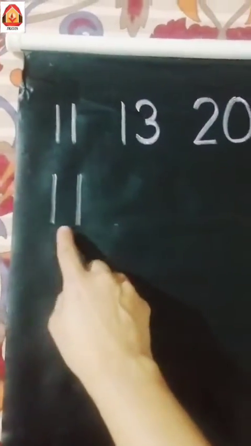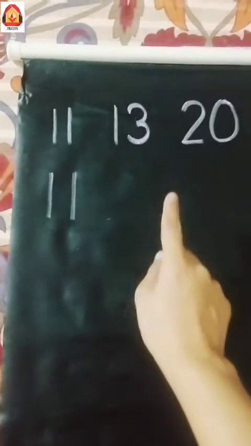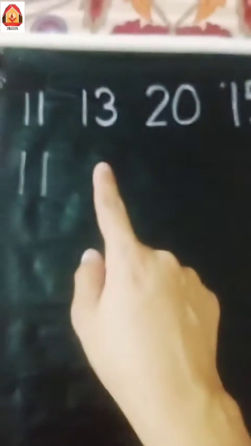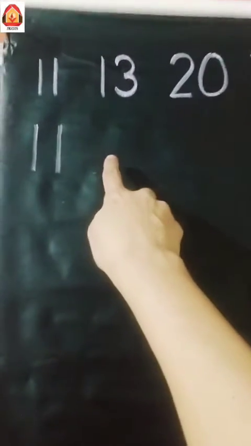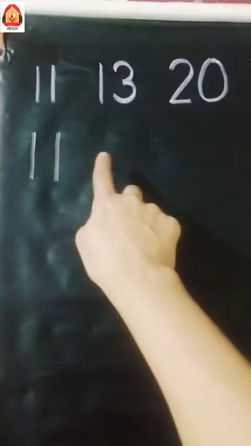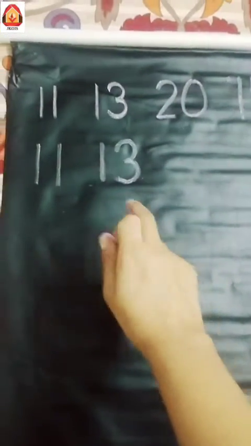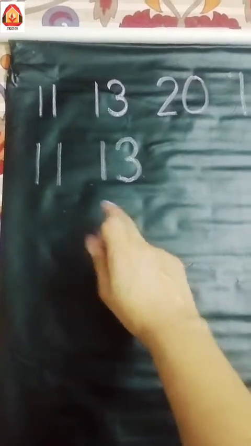Now students, you can see I have written 11 here. Now I will do forward counting. 11, what will come after 11? 12. But 12 is not here. So 12 के बाद क्या आता है? 13. So 13 is here. So I will write 13 here. After 11 I will write 13. Now I have written 13.